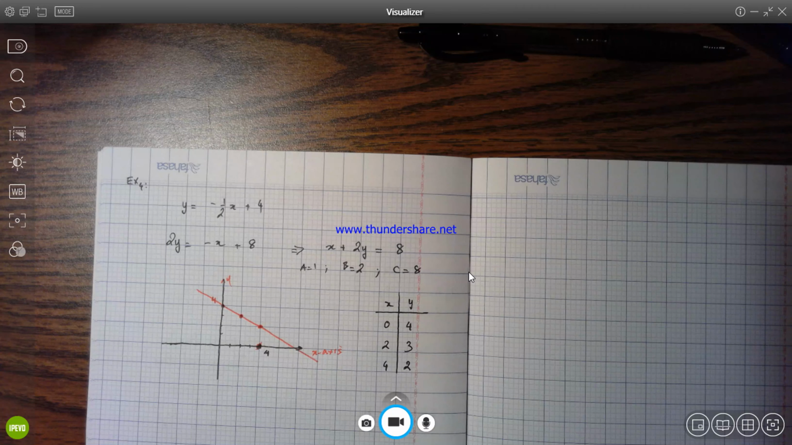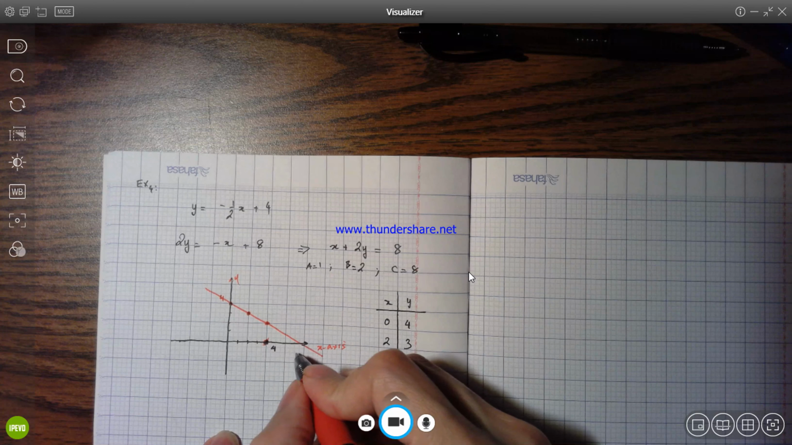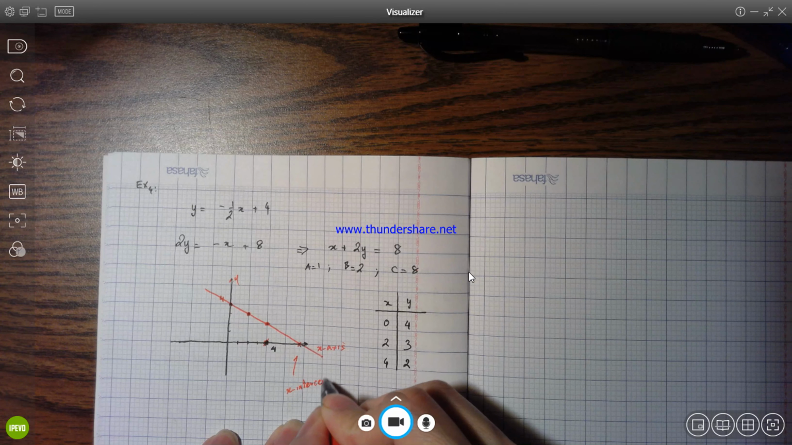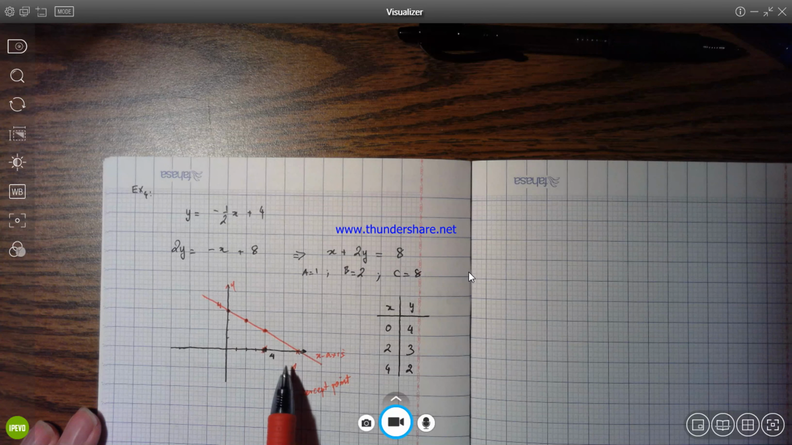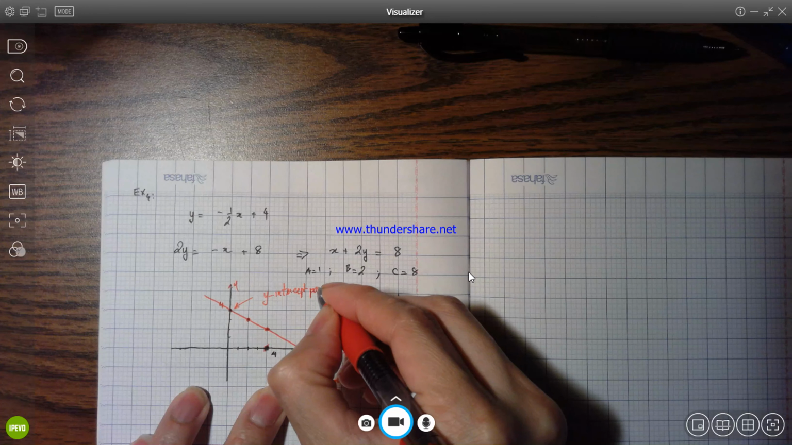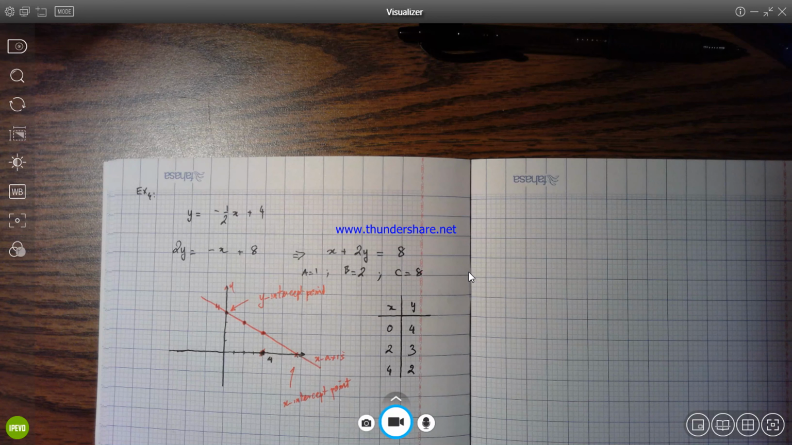Okay, this point right here we call the x-intercept point. The x-intercept point is the intersection point between the line and the x-axis. So the point right here we call the y-intercept point. Okay, in the next few sections we will learn how to find the coordinates of the x-intercept point and the y-intercept point.